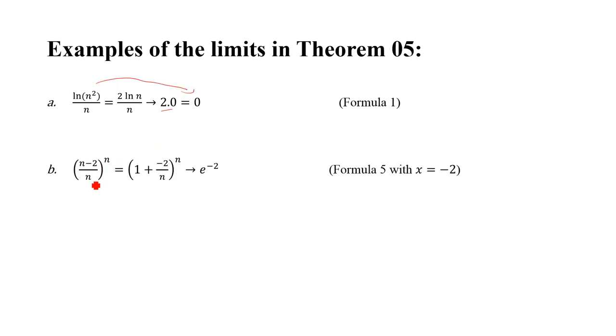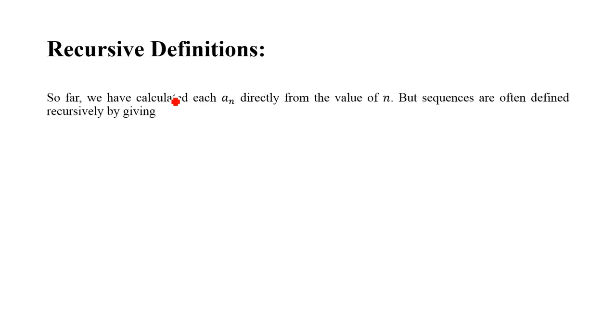Next, (n minus 2 over n) to the power n can be written in the form (1 plus minus 2 over n) to the power n, and this approaches e to the power minus 2 with the help of formula 5 in the previous list of formulas. Similarly, (minus 1 over 2) to the power n approaches 0, and formula 4 actually gives us this result.